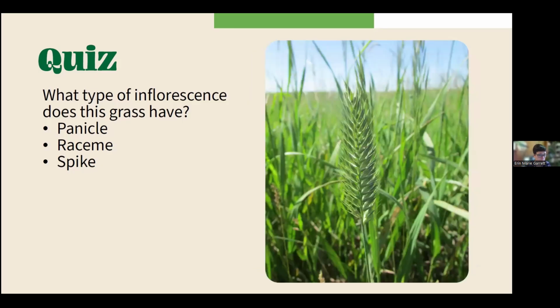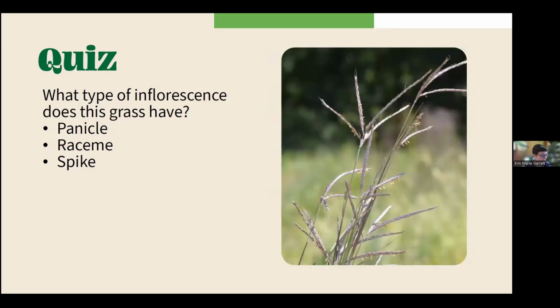Okay, here's number 3. Y'all are getting the hang of it now. It's also the third one, so we haven't talked about it yet. This one is a spike, very good. All of our little spikelets are attached to that rachis. And then I did put in a fourth one that we can make our guesses on.